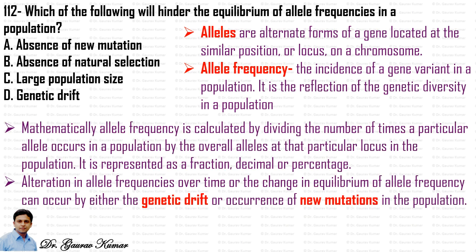Mathematically, the allele frequency is calculated by dividing the number of times a particular allele occurs in a population by the overall alleles at that particular locus in the population, and it is represented as fraction, decimal or percentage, whichever is convenient. So alteration in allele frequencies over time or the change in equilibrium of allele frequency can occur by either the genetic drift or occurrence of new mutations in the population. So the answer comes out to be the D, that is genetic drift.